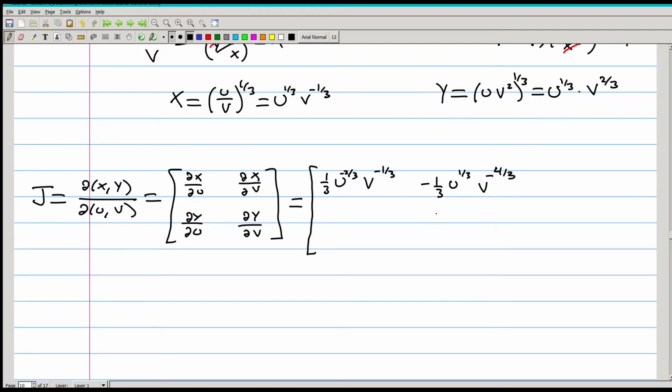The y partial derivative with respect to u is going to be 1/3 u to the negative 2/3 times v to the 2/3. And the y partial derivative with respect to v is going to be 2/3 u to the 1/3 times v to the negative 1/3.